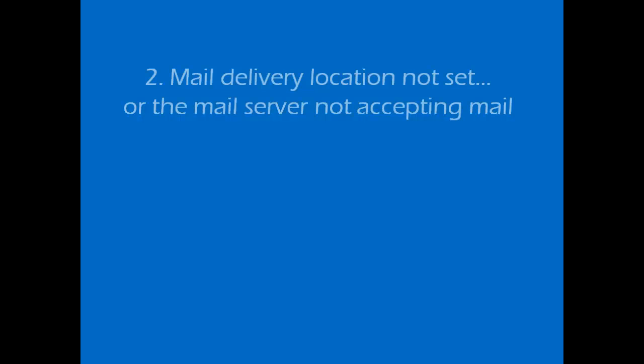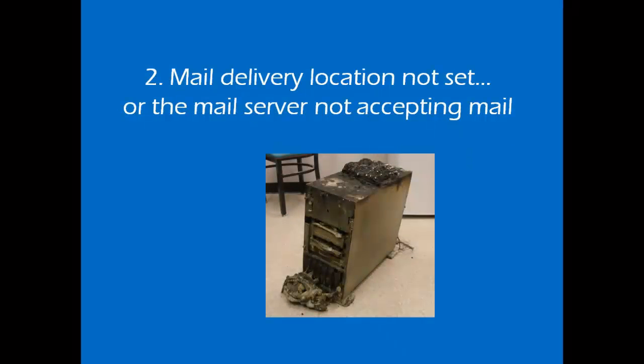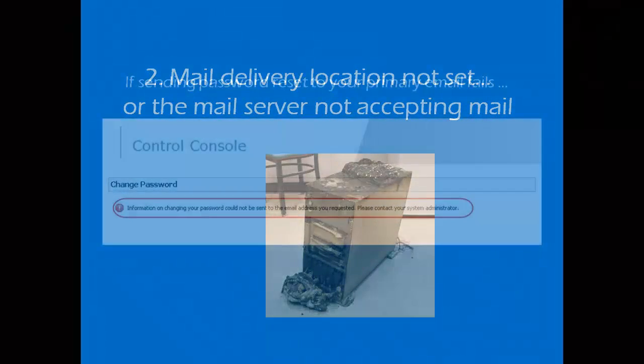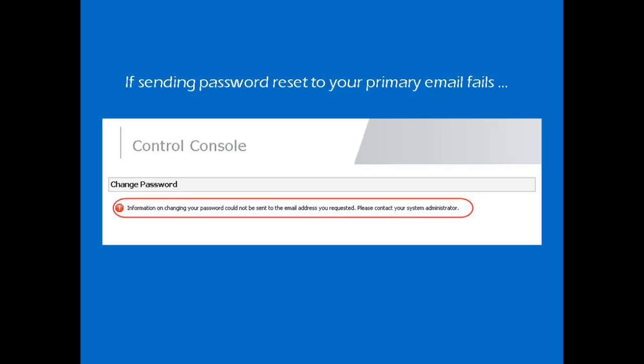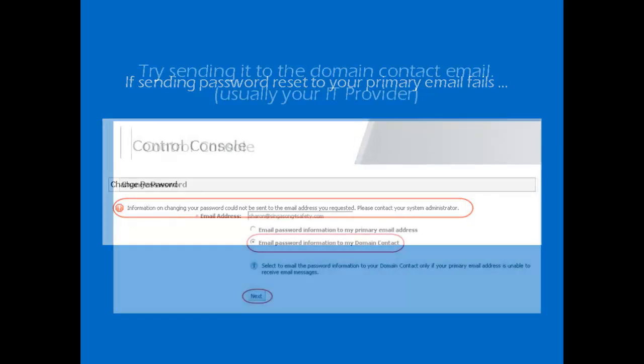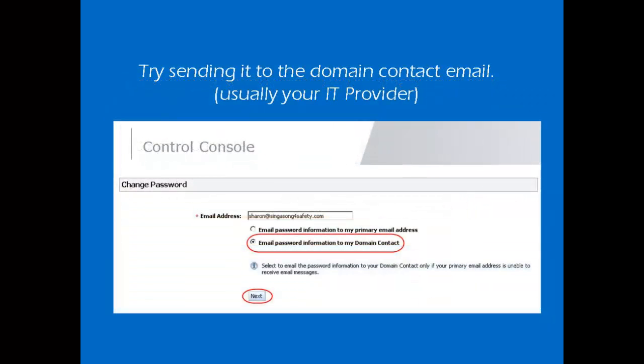The next one is likely that the mail delivery location is not set or the mail server is not accepting mail. For example, if your mail server is down, you may see this error. In this case, you can send the password reset email to your domain contact email. This should go to the off-domain admin email address.